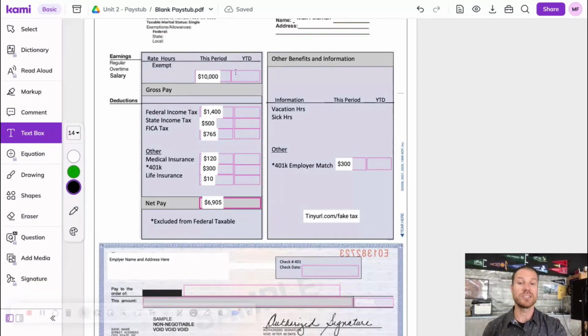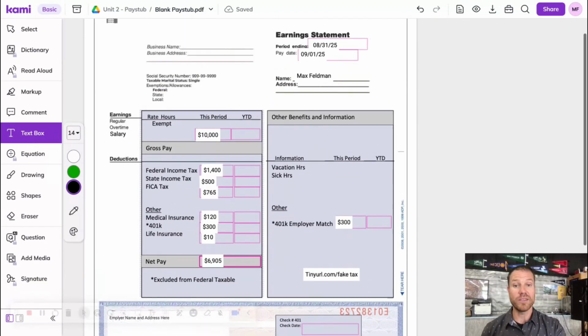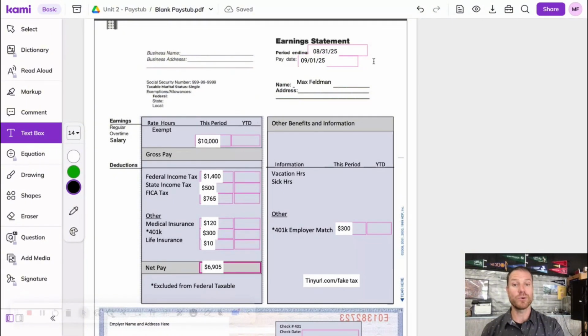The next step from here is to figure out my year to date. The way that we will calculate this is if we look up here where it says the period ending, 8/31, that means that I'm getting paid all the way through August 31st. I can calculate from the beginning of the year, January 1st, all the way until August 31st, how many months have passed. So we're going to say all of January, February, March, April, May, June, July, and then all of August, because we worked all of August through 8/31. That's 8 full months. Because it's 8 full months, I'm going to multiply each one of these sections by 8.